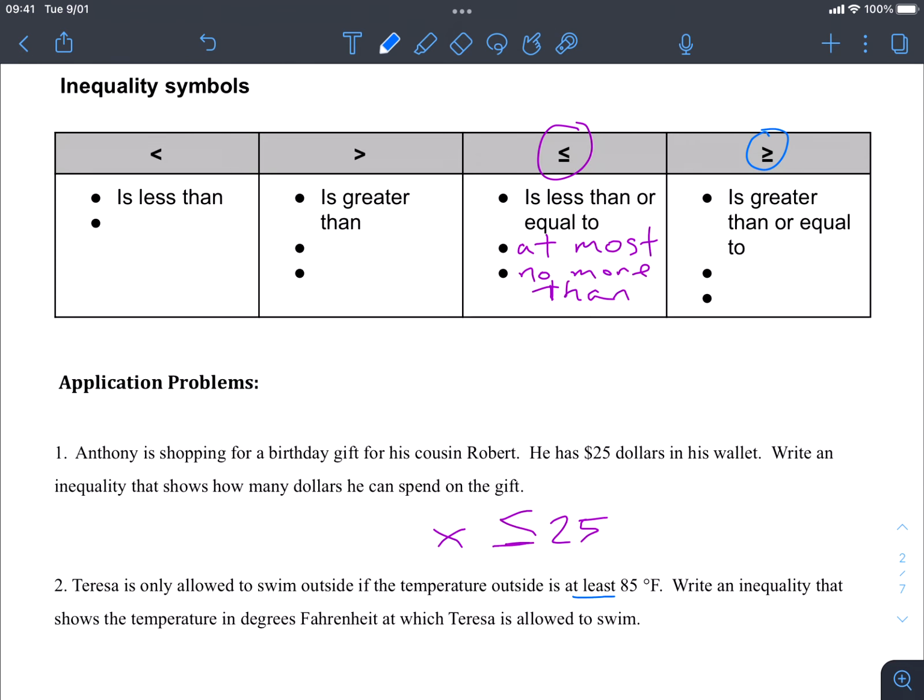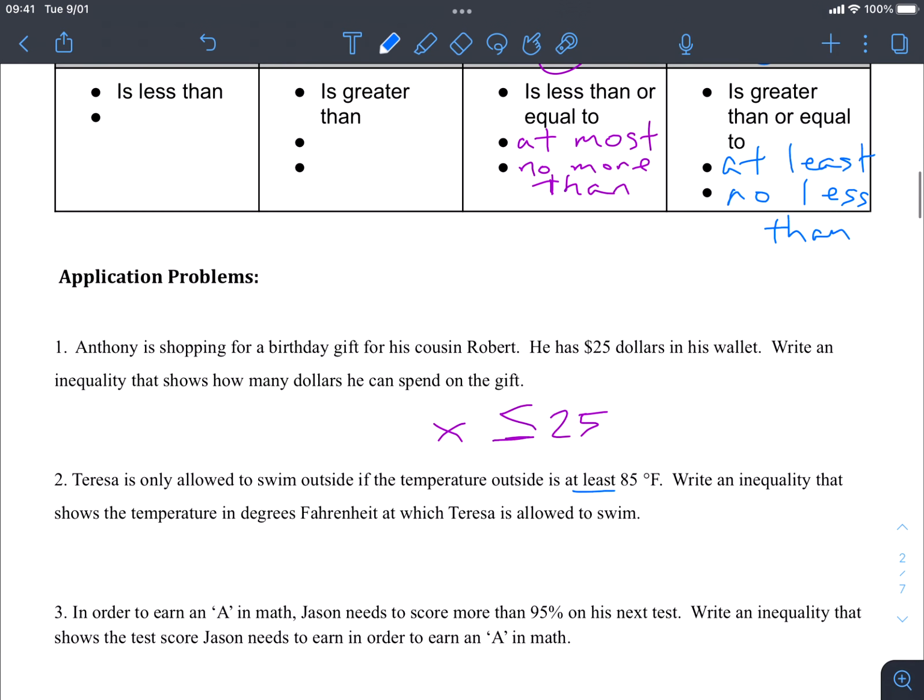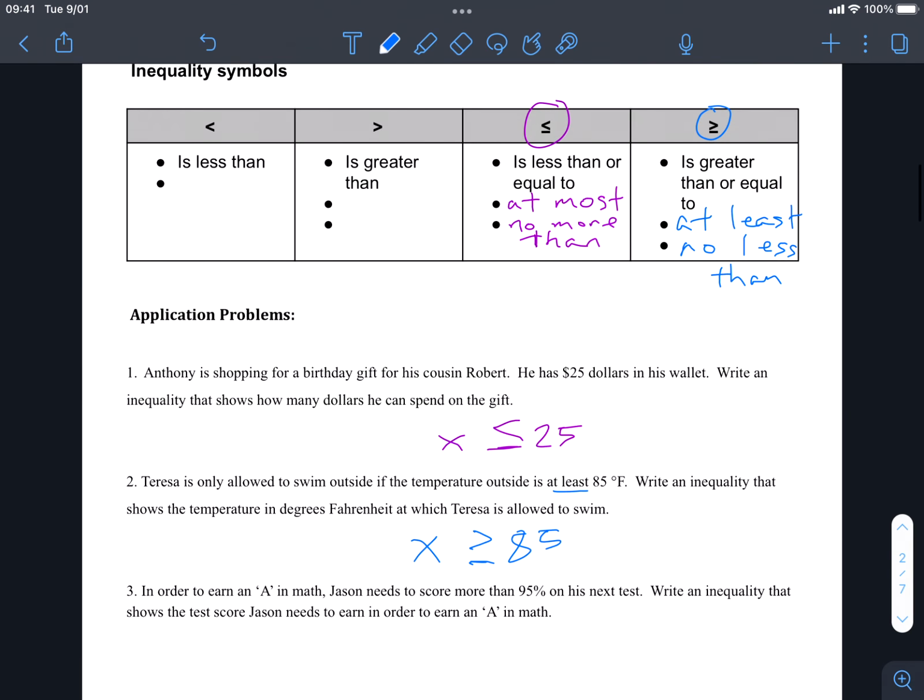So whenever you see at least, you know it's going to be greater than or equal to. You can also say no less than. You'll see that as well. So for this problem, we have x and 85. Well, I know it could be 85 or greater. That's why we use the greater than or equal to inequality. And that's that.